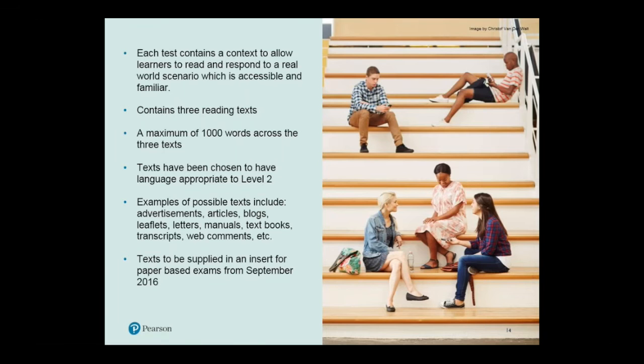Each test contains a context to allow learners to read and respond to a real-world scenario which is both accessible and familiar to them. Each test will also contain 3 reading texts, and they will contain a maximum of 1,000 words across the 3 of them. Each of the texts have been chosen to have language that is appropriate to Level 2. And if there is any additional language which is deemed to be higher than Level 2, a glossary will be provided for the learners.